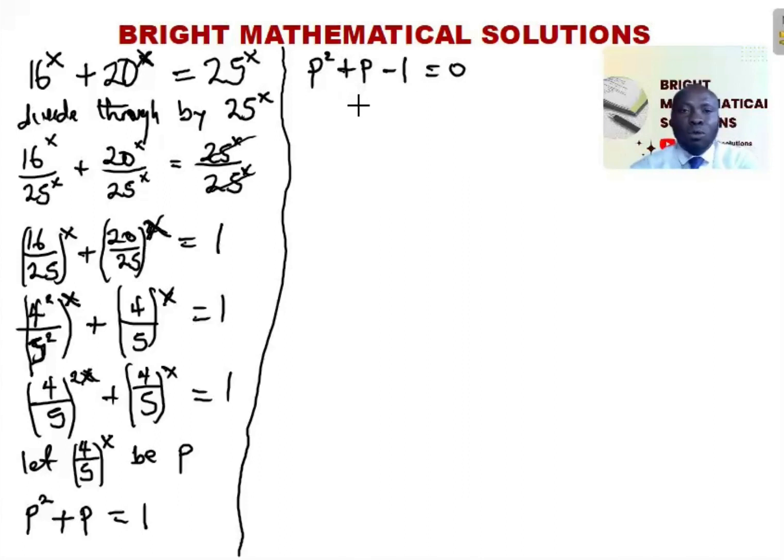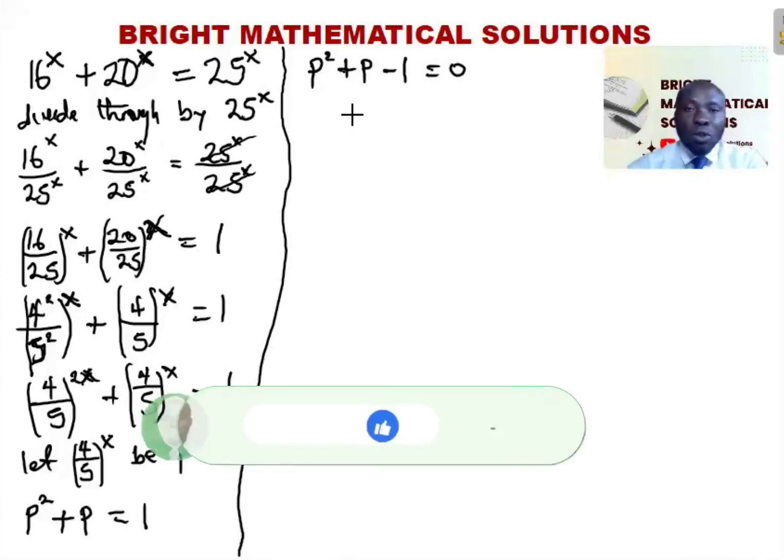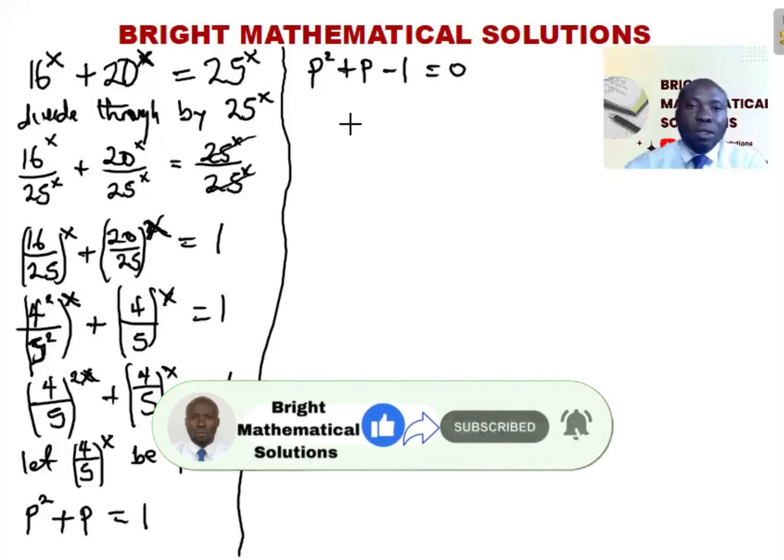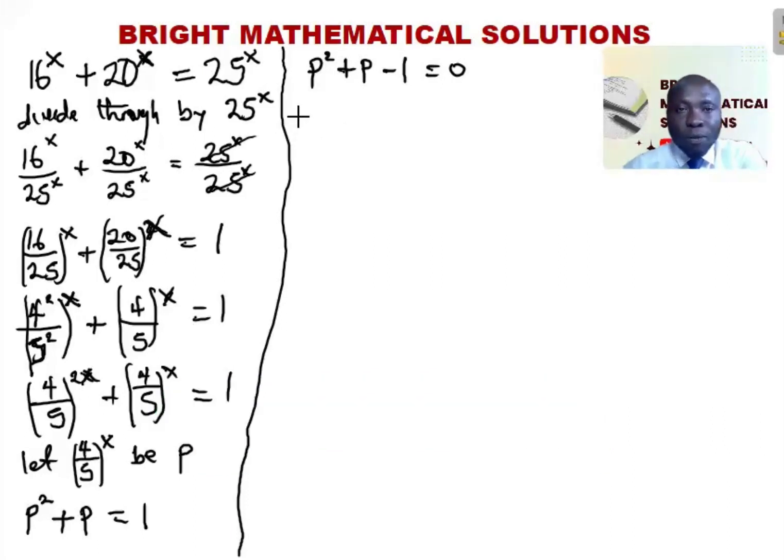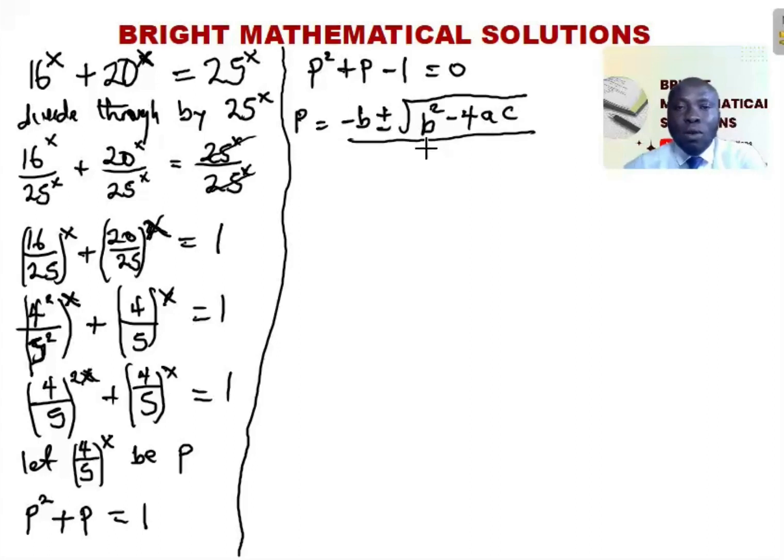So from here we've been able to derive a quadratic equation, and from this quadratic equation we can use the quadratic formula, popularly known as the almighty formula, to solve this expression. And this formula says p equals minus b plus or minus root of b squared minus 4ac over 2a. Now our a is the coefficient of p squared, that is 1. Our b is the coefficient of p, which is 1, and our c is minus 1, which is the constant of the equation.